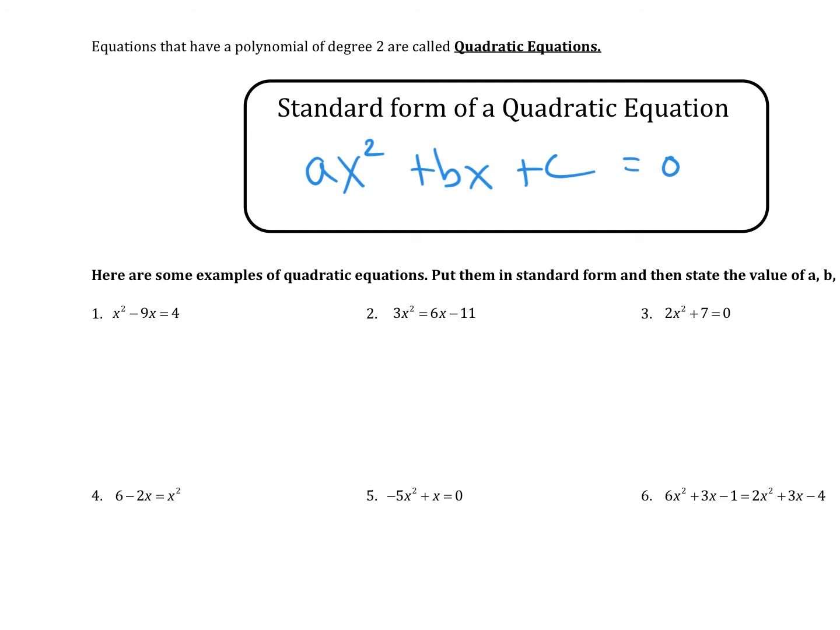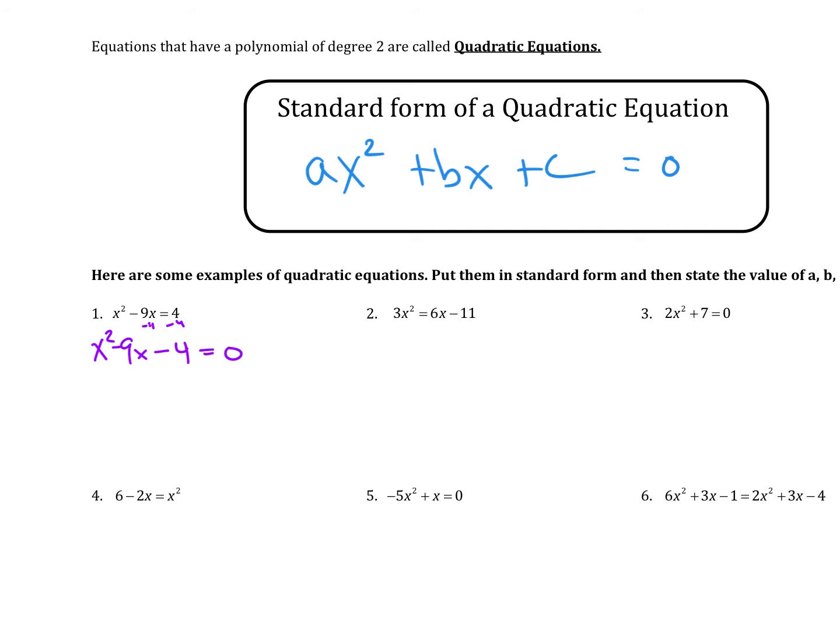So let's look at the first one here. X squared minus 9x equals 4. It's not set equal to 0. I've got to move the 4 to the left side so that it becomes equal to 0. So I'm going to say x squared minus 9x. I have to subtract 4 from both sides. So it's minus 4 equals 0.